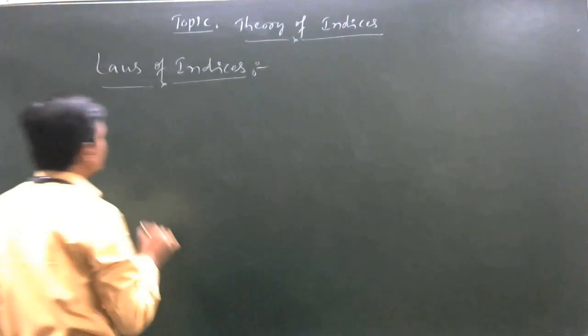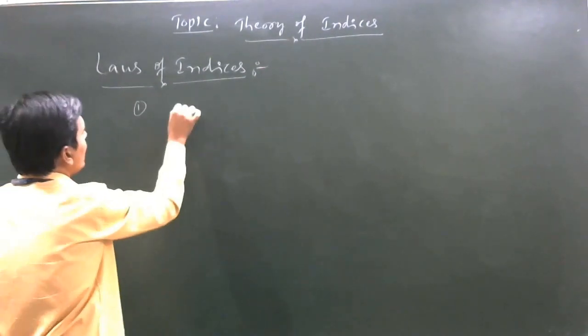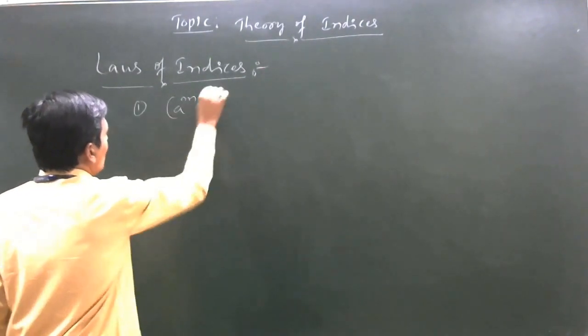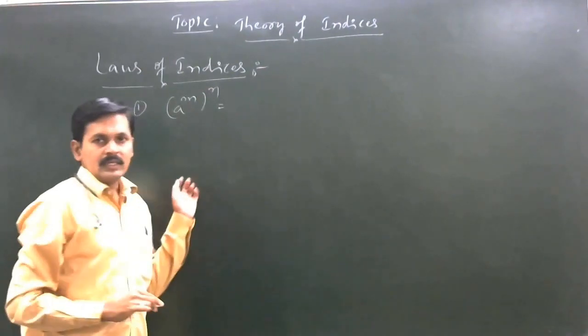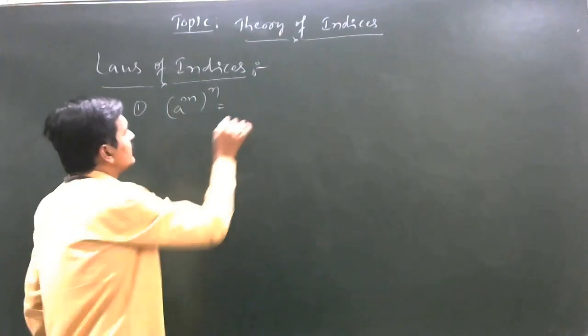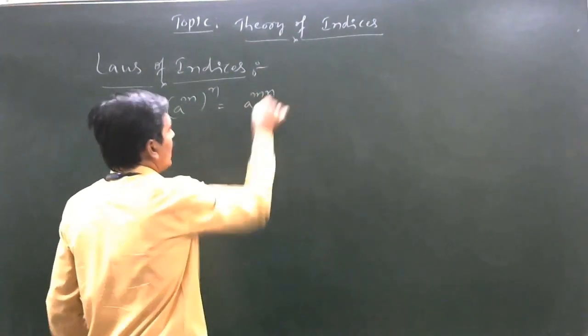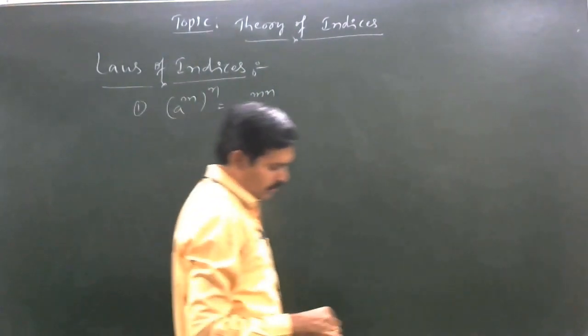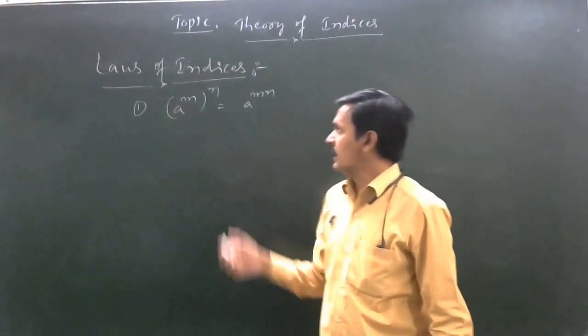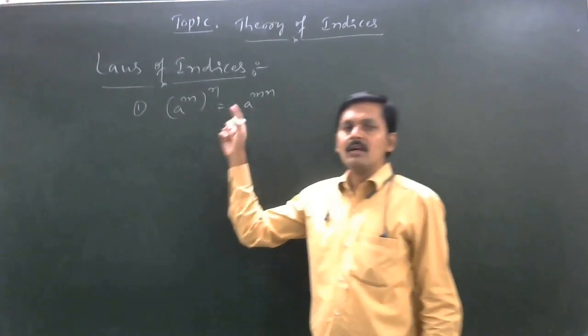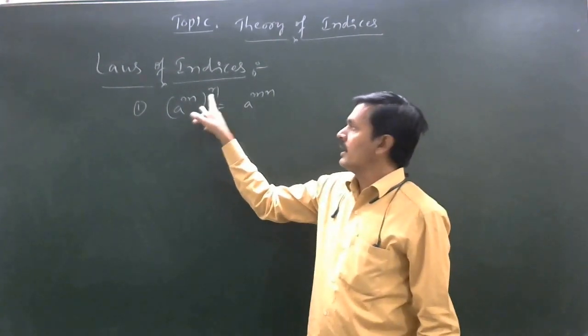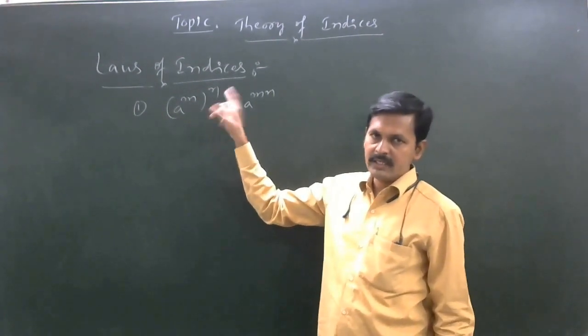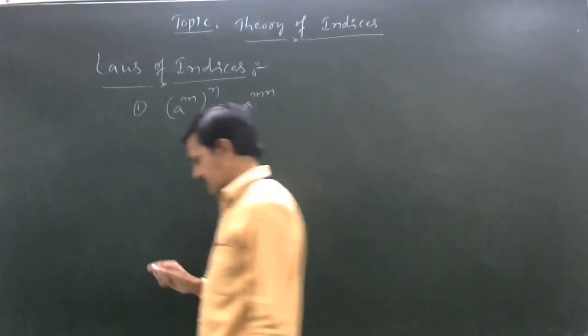What are the laws of indices? The first one is a power m whole power n. a power m whole power n is a to the power of m into n. Here a is a non-zero real number, and m and n are positive integers.